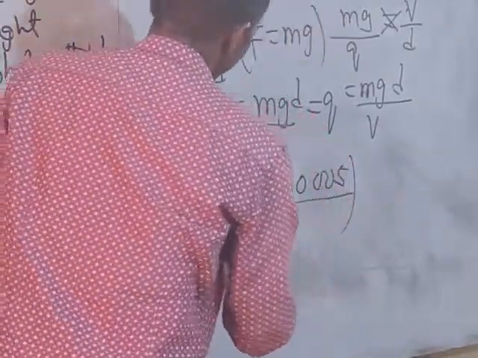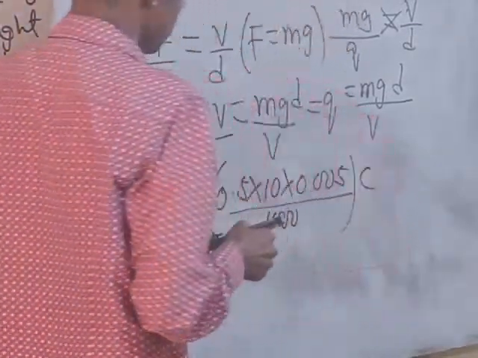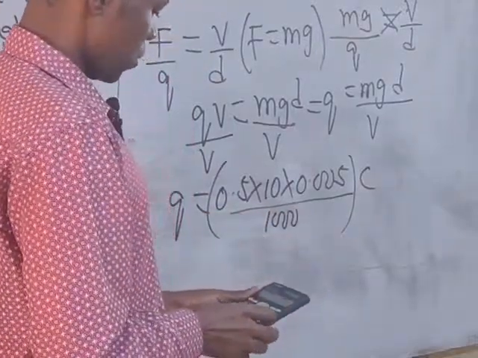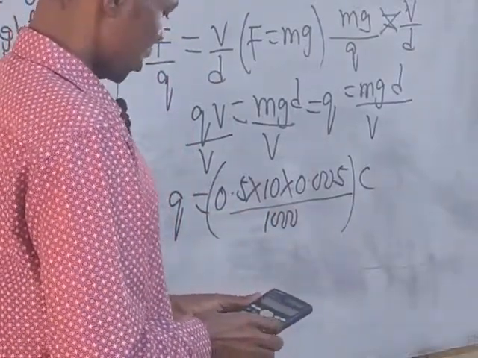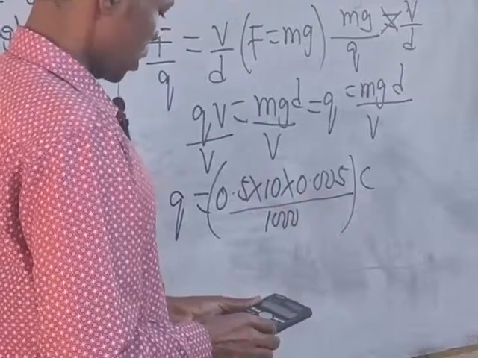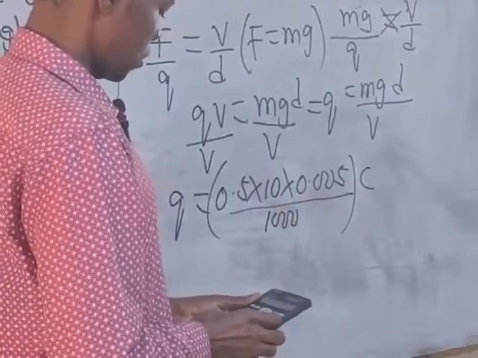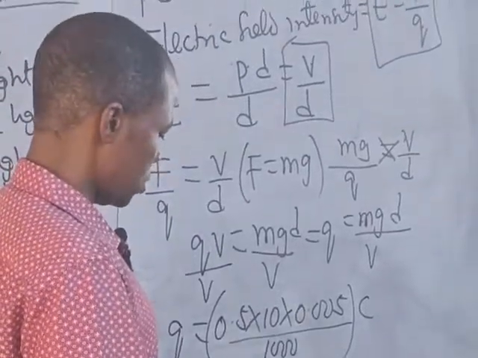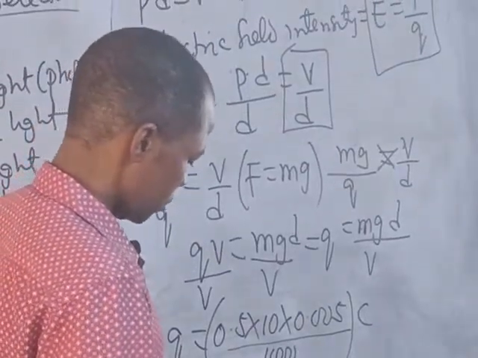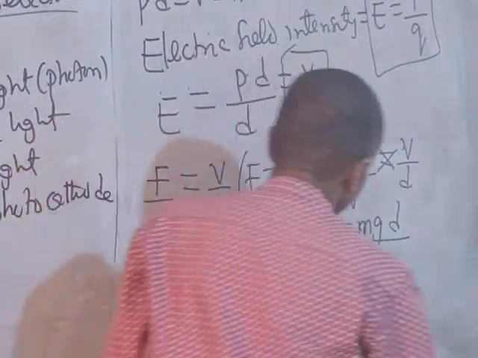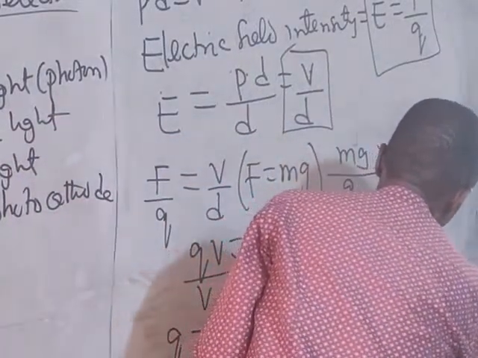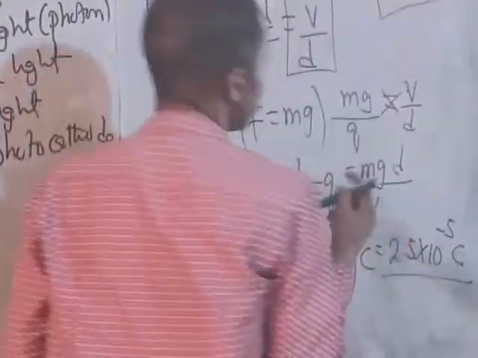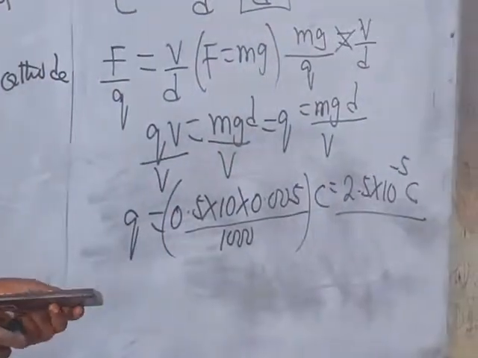1000. Everything in Coulomb, because that is the unit of our charge. That's 0.5 times 10 times 0.005, then divided by 1000. So finally, it gives us 2.5 times 10 to the power minus 5 Coulomb. Which option is that? That's option C.